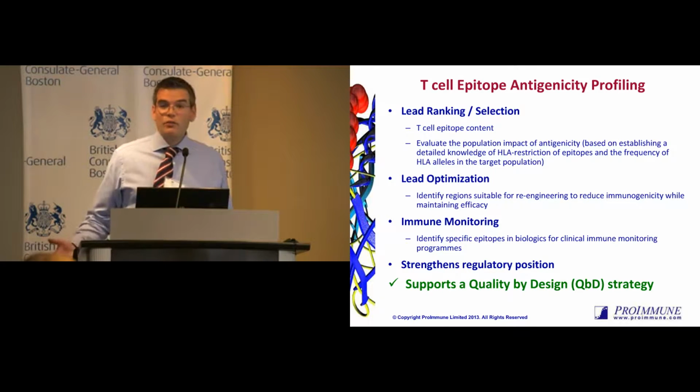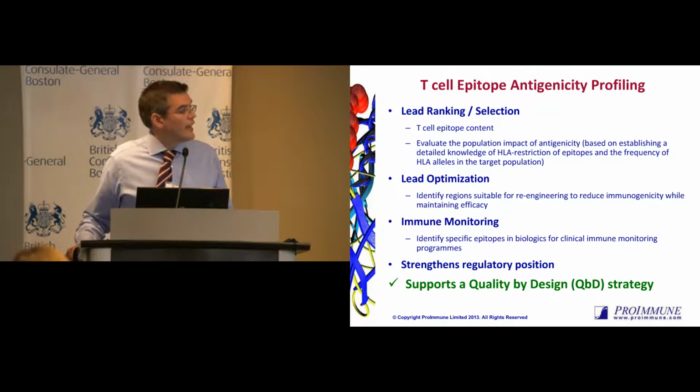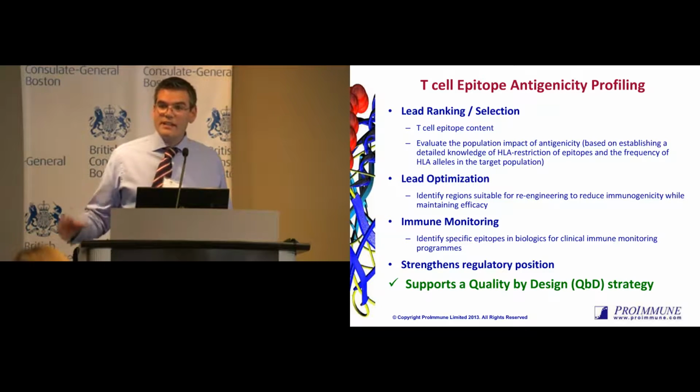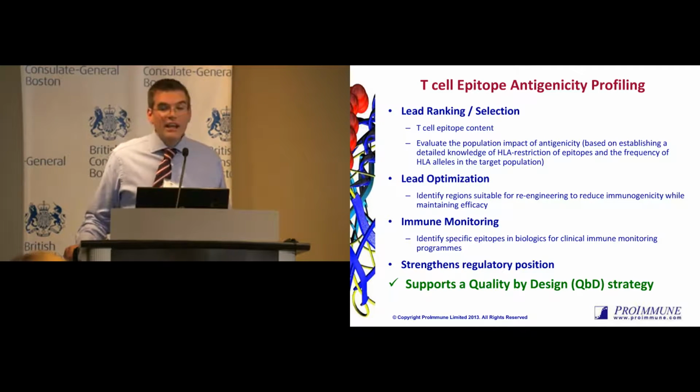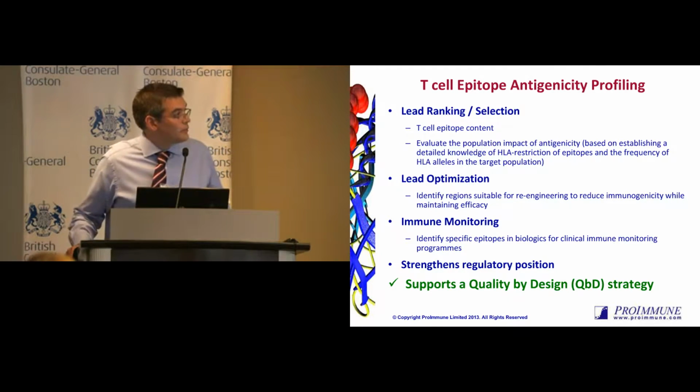Particularly in the context of novel scaffold proteins, for example, rather than just classical antibody molecules, it may be very important to characterize the details of T-cell epitopes in those new kinds of molecules. You may also want to evaluate the population impact of antigenicity. Many different diseases, particularly thinking about autoimmune diseases, will be associated with different HLA types. Rheumatoid arthritis being just one example.